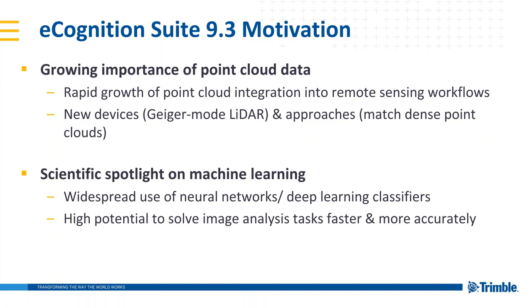Secondly, the scientific spotlight, if you will, that is being shed on machine learning, in particular on machine learning techniques such as deep learning. This was very important for us. We saw that there is a widespread use of neural networks and deep learning classifiers in the industry, and we also recognize the high potential of these techniques to solve image analysis tasks faster and potentially more accurately within remote sensing workflows, and of course integrating these opportunities into eCognition was something that we were greatly interested in. Those are two of the pillars behind version 9.3.